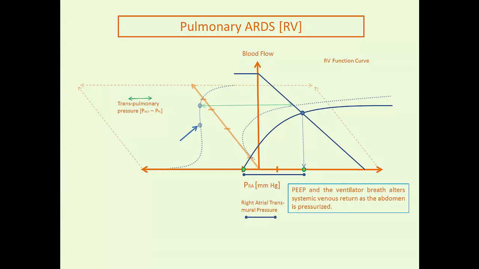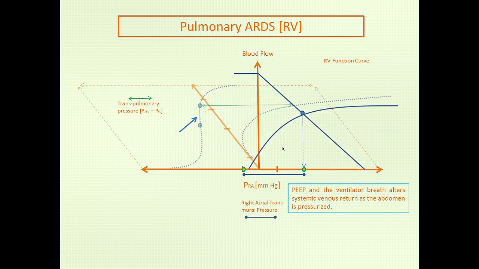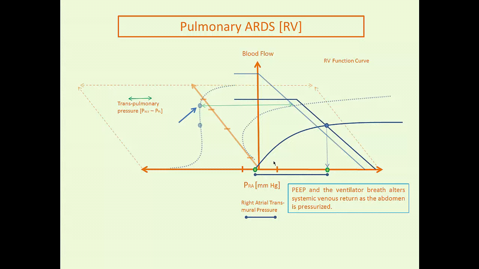Okay, so it's going to alter systemic venous return as the abdomen is pressurized. And it's also going to affect the position of the right ventricular cardiac function curve and its slope. So it's going to shift rightward as a function of the small increase in intrathoracic pressure, but it's going to shift down and to the right. Watch the curve. It will shift down and to the right as you increase the transpulmonary pressure at the end of the application of PEEP.